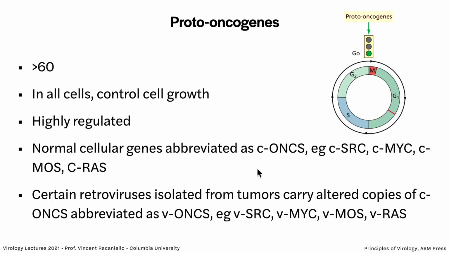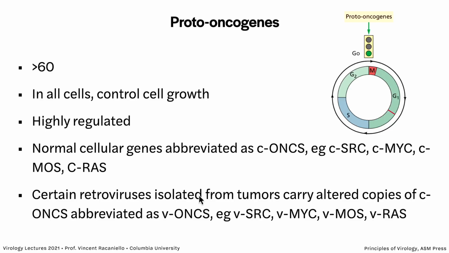Now, the study of all of these transducing retroviruses led to the discovery of what we now call proto-oncogenes, and that's the name for the gene when it's in the cell. It's not really a good name because, as you'll see, the function is not to cause cancer. The function is to control cell division, but they were discovered in the light of a tumor of chickens, so the name stuck. In the cell, proto-oncogenes are not tumorigenic. There are over 60. They're in every cell. They control cell growth. They're highly regulated. The normal cellular genes have a C in front of them, right? C-SARC, C-MYC, etc.